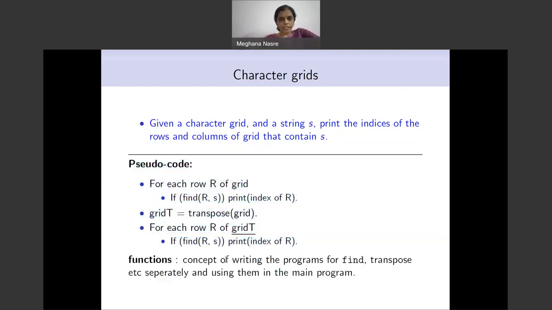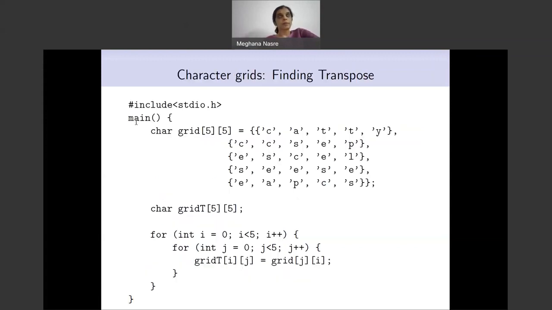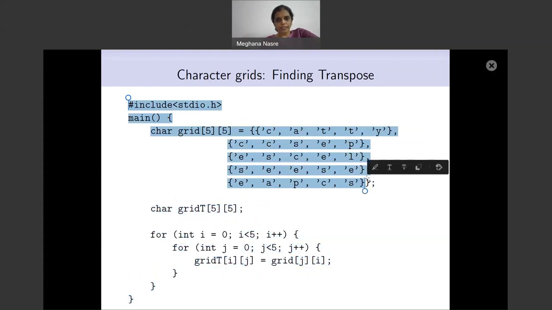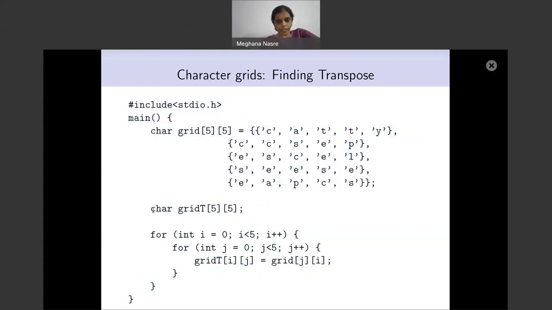Okay, so having said this, as I said, we need this concept of writing functions for find, transpose, and so on, which we will introduce when we meet next. So this is the simple program which allows you to find the transpose. It is the same grid that we had earlier, and grid T is appropriately defined. Just note that this grid has a capital T which denotes the transpose, and it has the same dimensions as the original matrix.